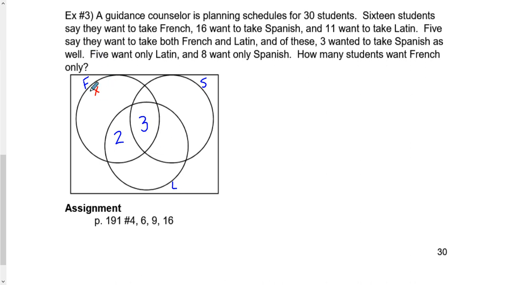Now, it still doesn't help us find out how many just want French, because we have a whole bunch of other unknowns. 5 want only Latin. Okay, that's easy. And 8 want only Spanish. So that'll be that part. The rest of it is really nice and easy.